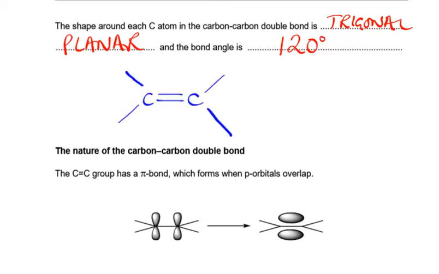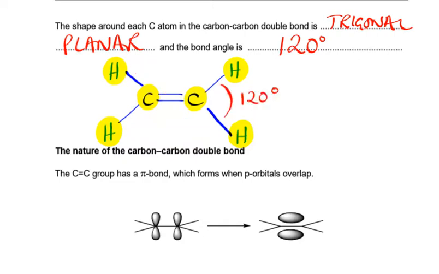So here's a carbon-carbon double bond, and if we make it the simplest possible alkene, i.e. ethene, then what we're saying is that each of those 6 atoms that I've highlighted there, the 4 hydrogens and the 2 carbons, they are all in the same plane. So this molecule would lie flat on your desk. And each of those bond angles around the carbon-carbon double bond is 120 degrees.